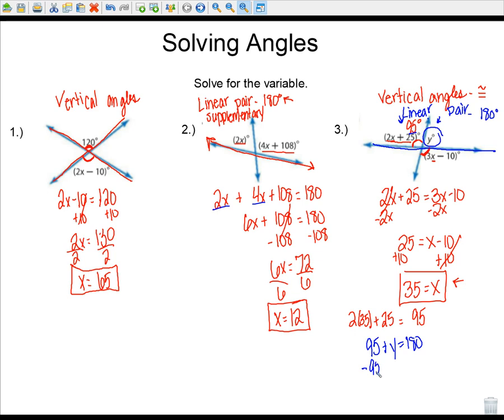And then in order to solve for this, we subtract 95 from both sides, and that gives us 85. So y is equal to 85.